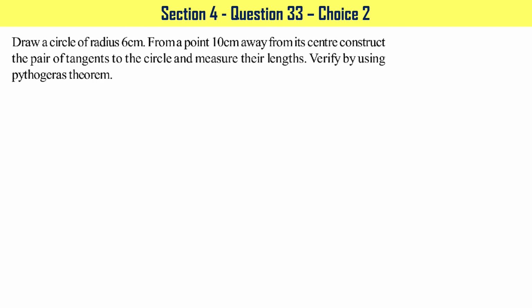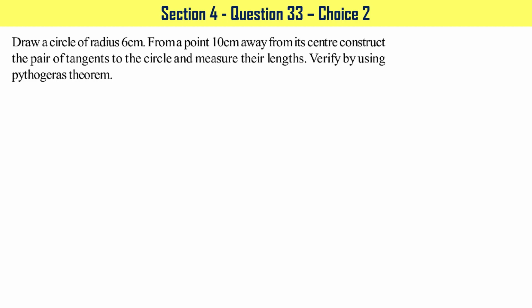Draw a circle of radius 6 centimeters. From a point 10 centimeters away from its center, construct a pair of tangents to the circle and then measure their lengths. Verify by using Pythagoras theorem. We have three subparts in this. We have to construct two tangents, then measure their lengths, and then verify the lengths using Pythagoras theorem.